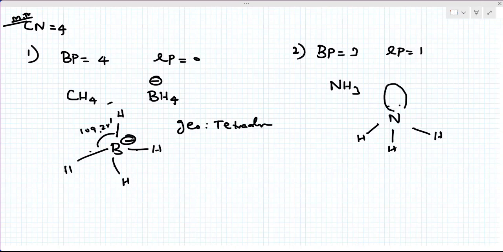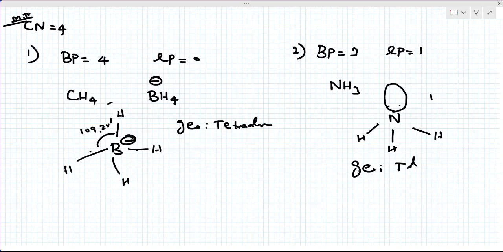This is lone pair. Therefore, bond pair is 3, lone pair is 1, total electron 4. Therefore, geometry is tetrahedral. Listen. BH4 minus has total electron pair 4, because 4 bond pair, 0 lone pair. In ammonia, 3 bond pair, 1 lone pair. Total electron should be 4. Therefore, BH4 minus and ammonia both have the same geometry.